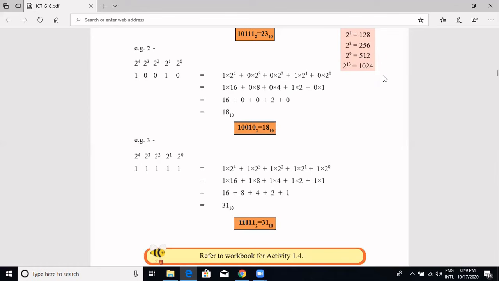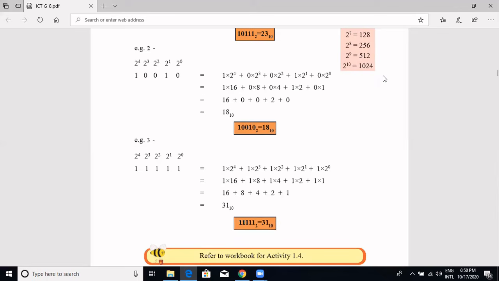But next thing is 2 to the power 4. Remember the place values. Okay, don't confuse. It should be 2 to the power 4. So 2 to the power 4 is 16. 16 into 1 is again 16. So 16 plus 2 is 18.